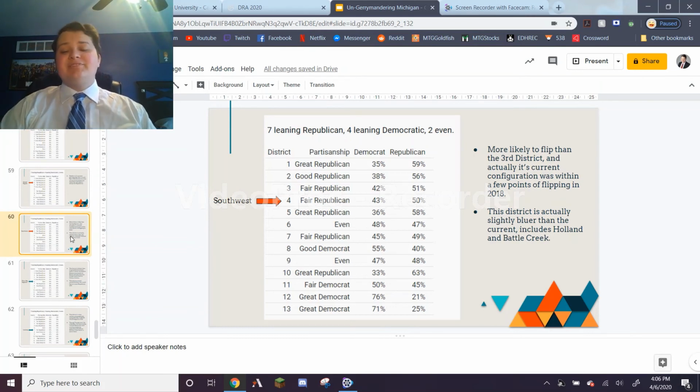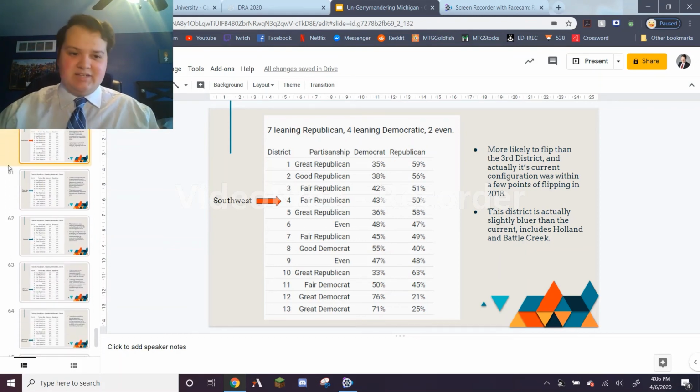The 4th district, I would say, is more likely to flip than the 3rd district, that's similar to the current configurations of the 3rd and 6th. And it was within a few points of flipping in 2018 with Fred Upton on the ballot, only 4 points. I think this current configuration is actually a little bit bluer by including the little blue hub of Holland as well as Battle Creek. So this district actually could flip, but yet to be seen.